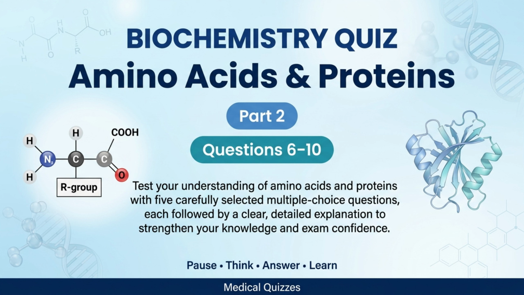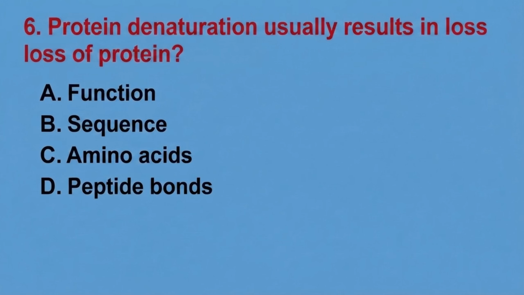Okay, let's start with question 6. Protein denaturation usually results in loss of protein: A. Function. B. Sequence. C. Amino acids. D. Peptide bonds. Okay, you have 5 seconds.